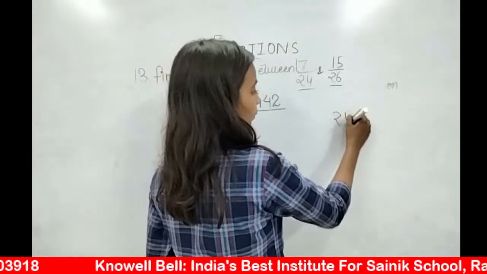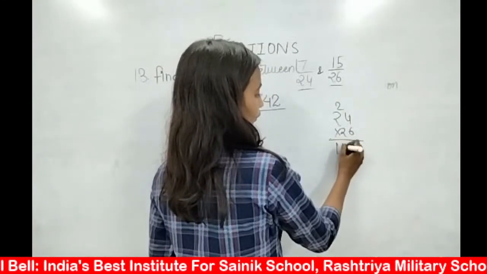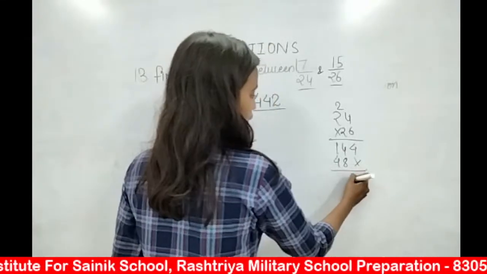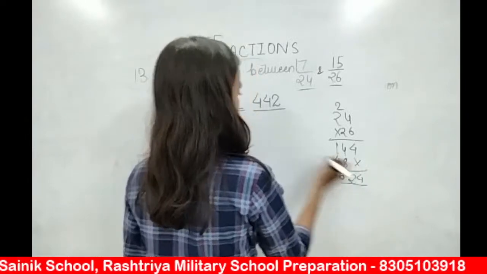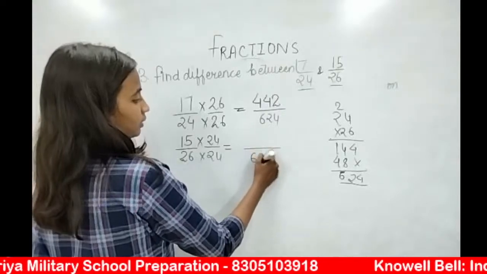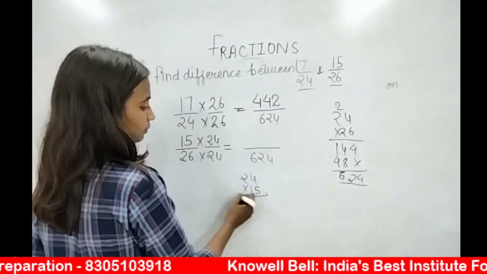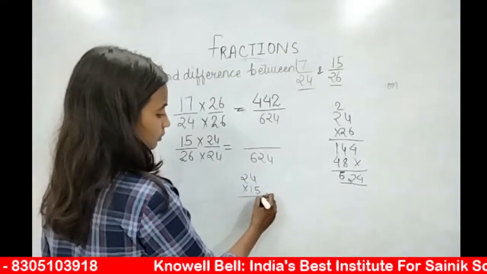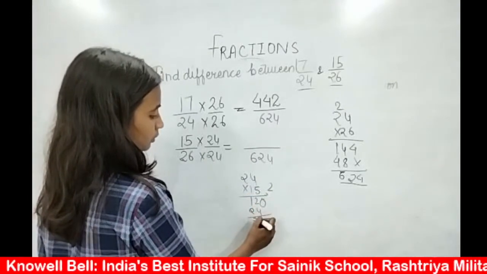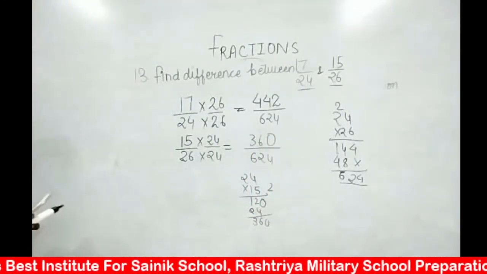Do 24 multiplied by 26. 144 plus 48... 624. Same thing you do here. Denominator would be 624 only. What will the numerator be? 24 multiplied by 15. 120 plus 24... 360. Okay, we got the like fractions.